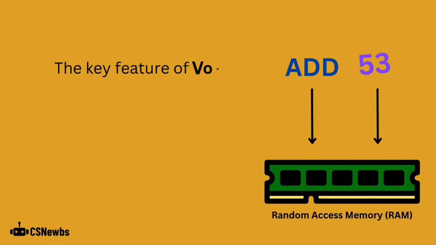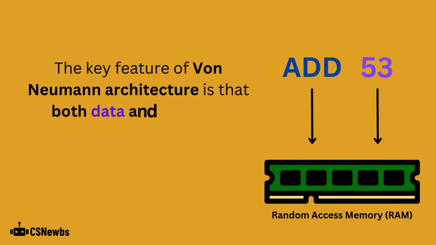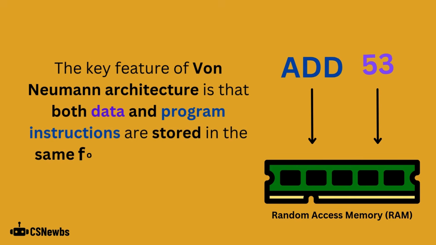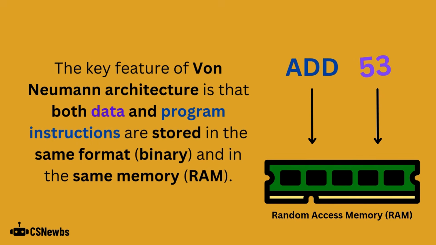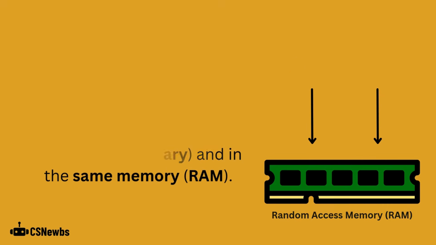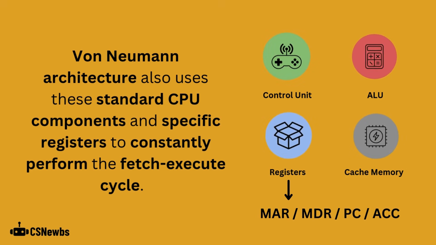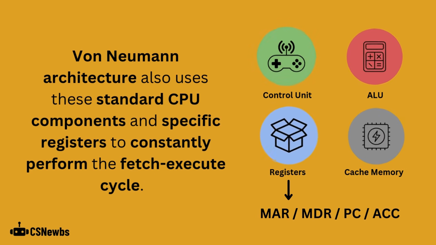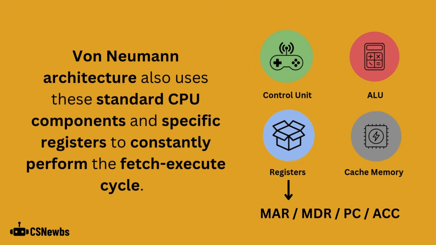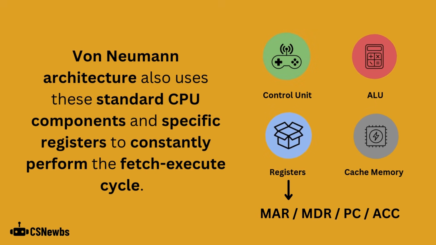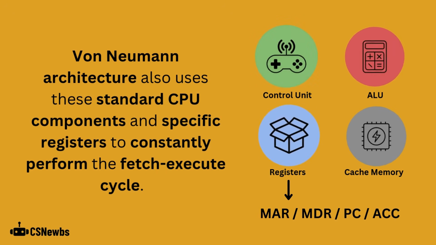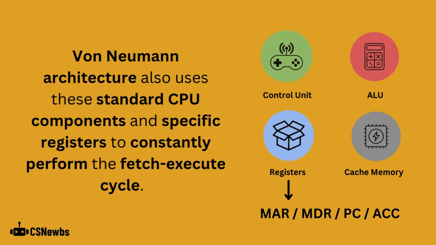The key feature of von Neumann architecture is that both data and program instructions are stored in the same format, which is binary, and in the same memory, which is RAM. Von Neumann architecture also uses these standard CPU components: the control unit, the ALU, the registers and cache memory, along with specific registers, the MAR, MDR, PC, and ACC, all used to constantly perform the fetch-execute cycle.